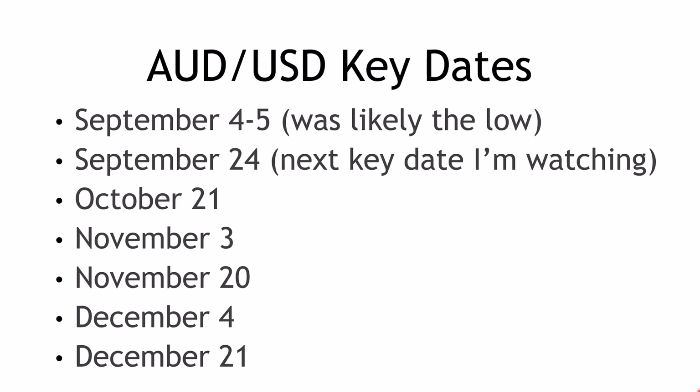Again, for the last couple of weeks, I have put up these key dates on the Australian dollar. I think September 4-5 was likely the low. I thought that would be a high and that it would tie in with our 31st of August high, etc. That hasn't happened.